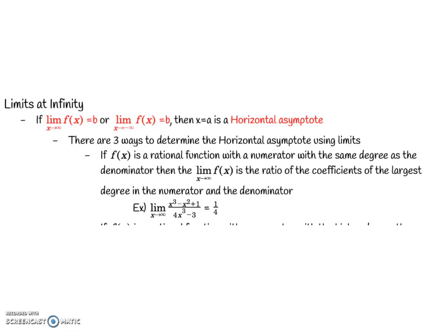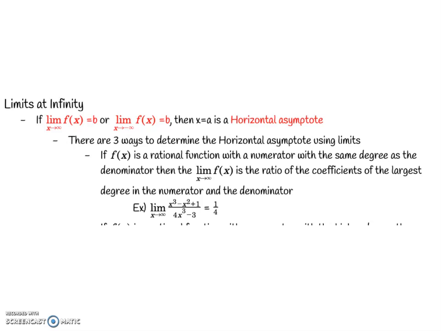So, limits at infinity. If the limit as x approaches infinity of f of x is equal to b, or the limit as x approaches negative infinity of f of x is equal to b, then y equals b is a horizontal asymptote. There are three ways to determine the horizontal asymptotes using limits.